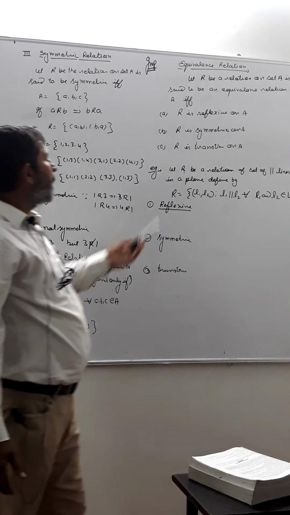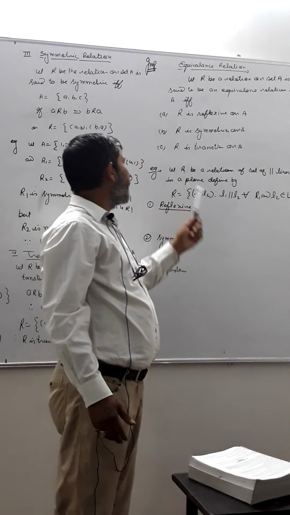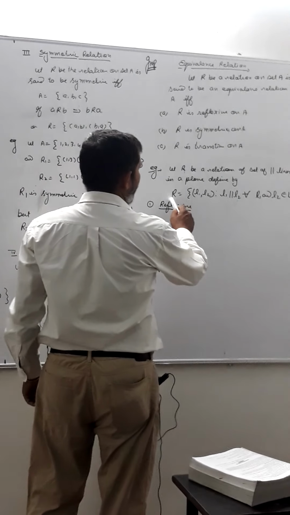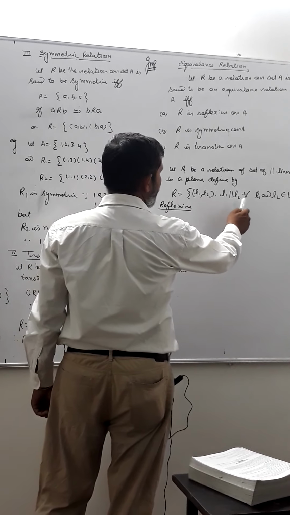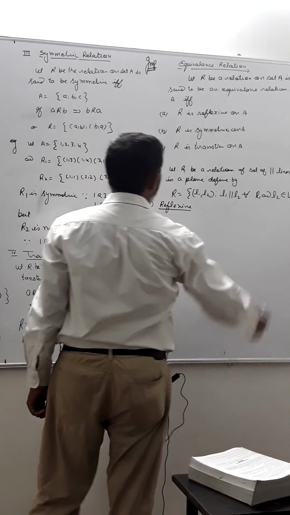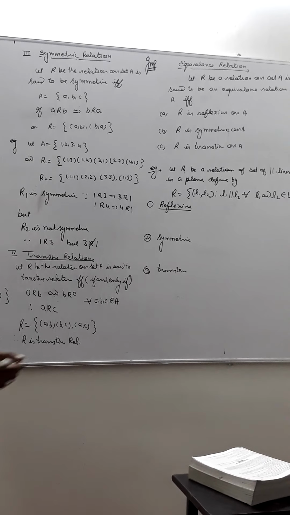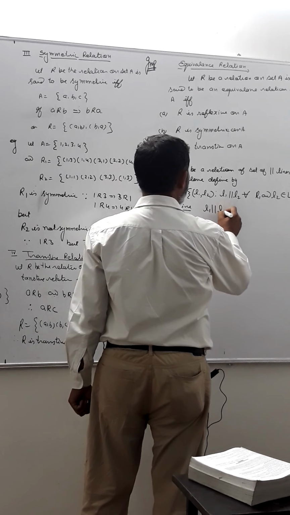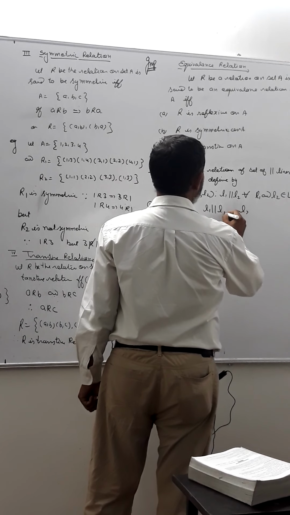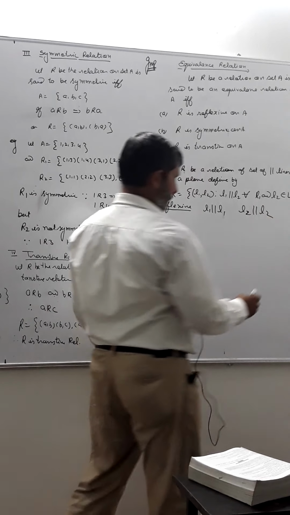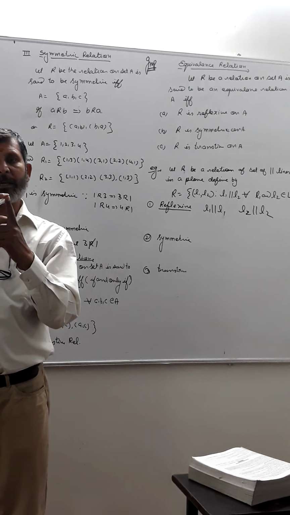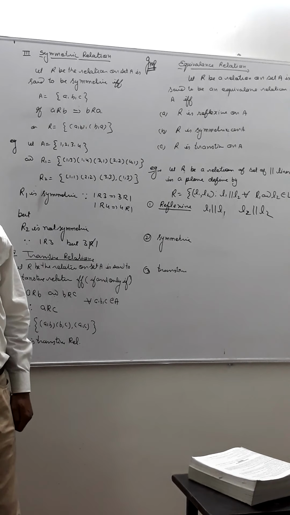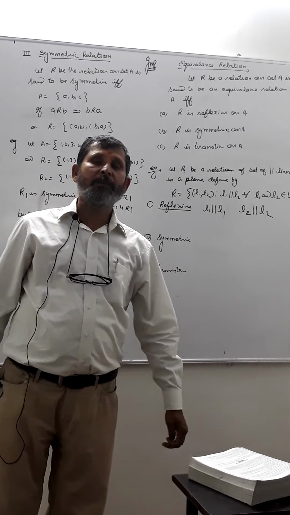For example, let R be the relation on the set of parallel lines in a plane, defined by L1 is parallel to L2 for all L1 and L2 belonging to L, where L represents the line. First, reflexive. Every line is parallel to itself. Therefore, the relation is reflexive.